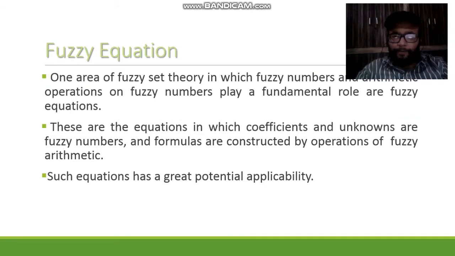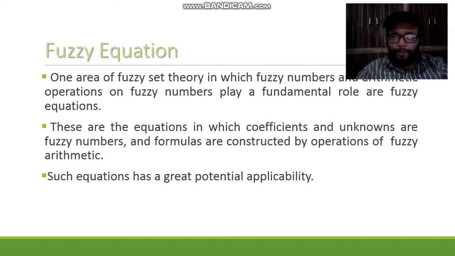If we want to know what fuzzy equations are, then fuzzy equations are an area of fuzzy set theory. In this area we are focusing on two terms: fuzzy arithmetic and fuzzy numbers, or the fuzzy operations. In arithmetic we are performing some operations. It can be called fuzzy operations and fuzzy numbers.